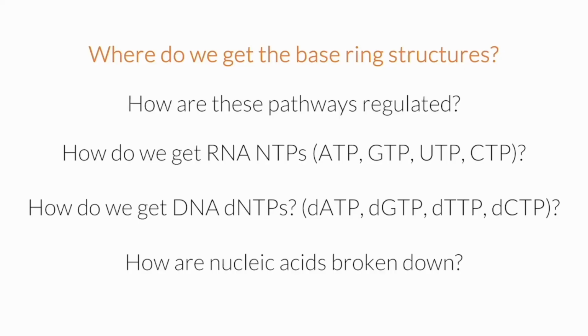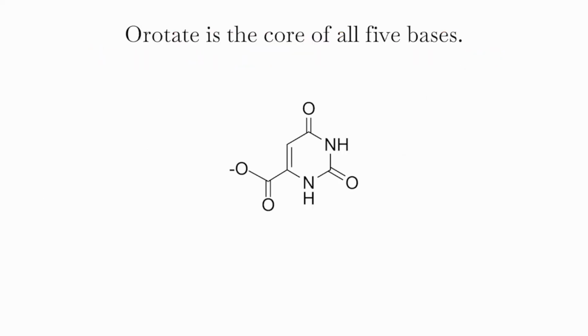But okay, so where do we get these base ring structures? Orotate is the core of not all 5 bases, of all pyrimidine bases.